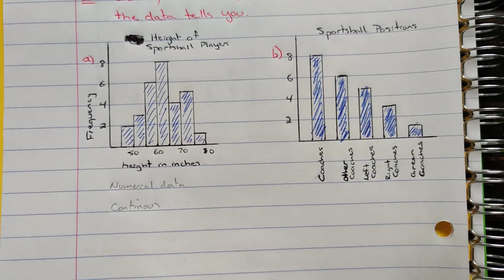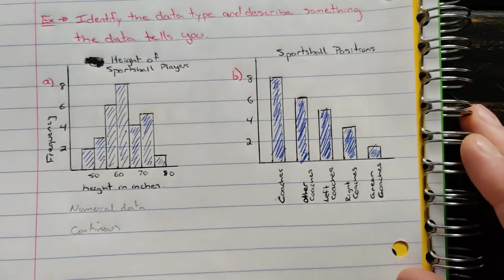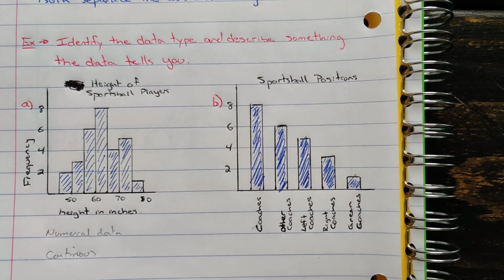In terms of... I missed a U there, continuous. In terms of the second graph, we're looking at sports ball positions. So these are some different positions in sports ball.